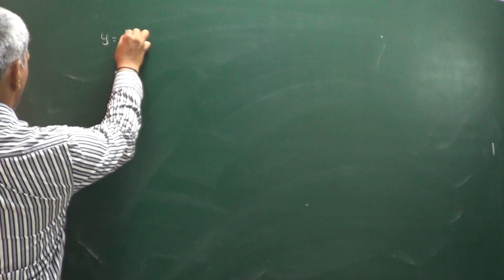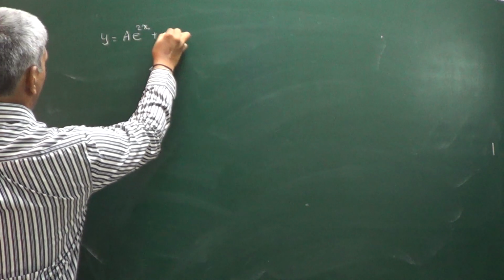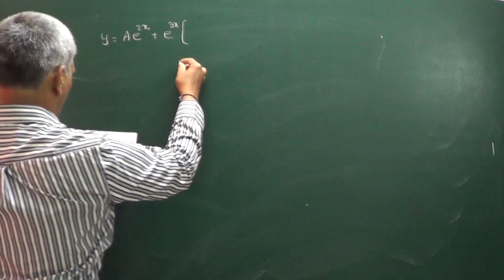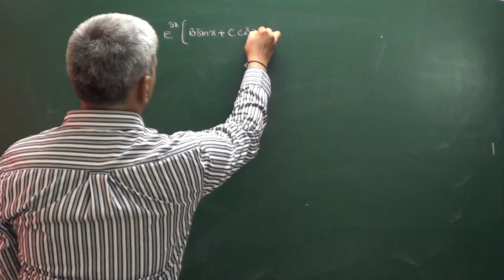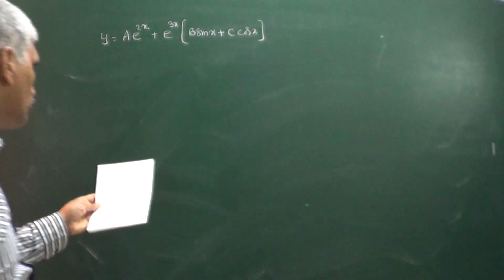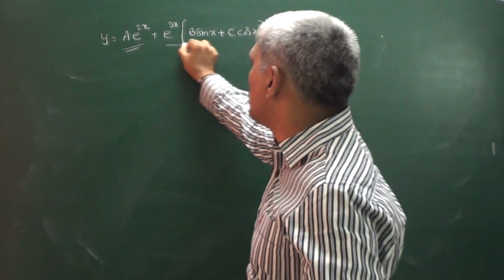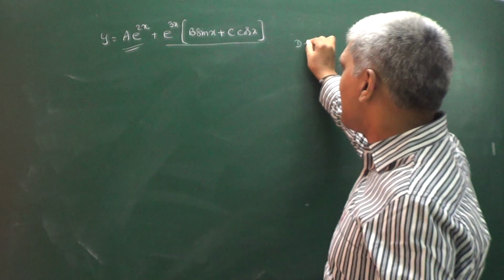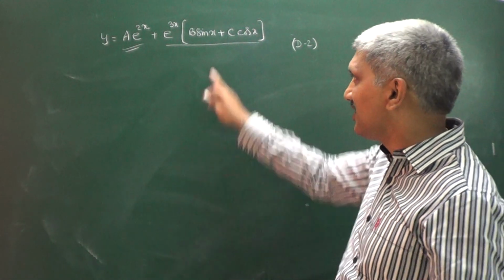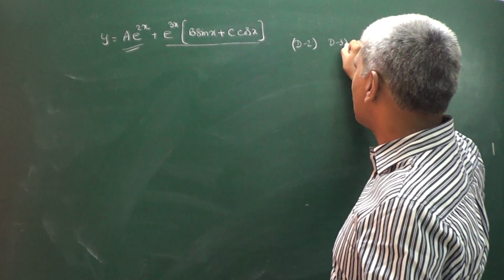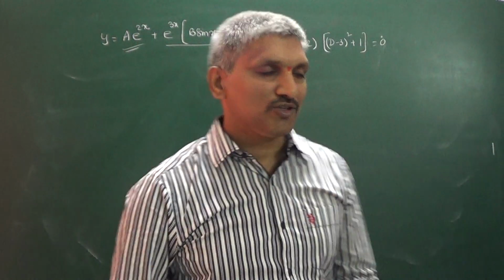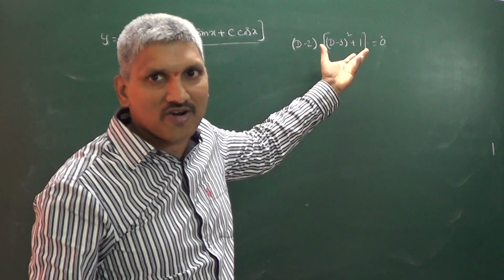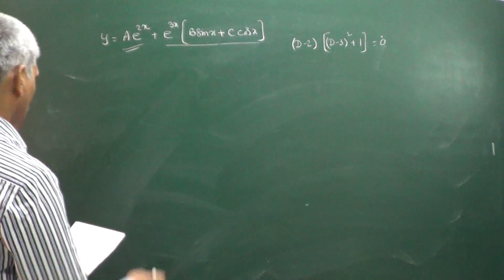So this is another question here. The question is given as y is equal to (a into e to the power of 2x plus e to the power of 3x into (b sin x plus c cos x)). So now how to do this one? It's a different factor and this one you know how to do. So that's why we are getting (D minus 2) into ((D minus 3) whole square plus 1) is equal to 0. Now after simplification you will get a cubic equation. So another question is given here in this way.